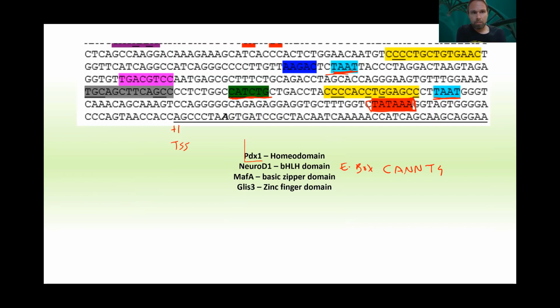This long gray one over here, this is a basic zipper protein called MAF-A. Full name is V-MAF, musculoaponeurotic fibrosarcoma homolog type A. Fortunately, we shorten that to MAF-A, and it's going to recognize this motif and bind the DNA there. And then finally, these long yellow ones here, they bind zinc finger proteins. So this is a protein called GLIS3, whose zinc finger domain will bind those two yellow regions.